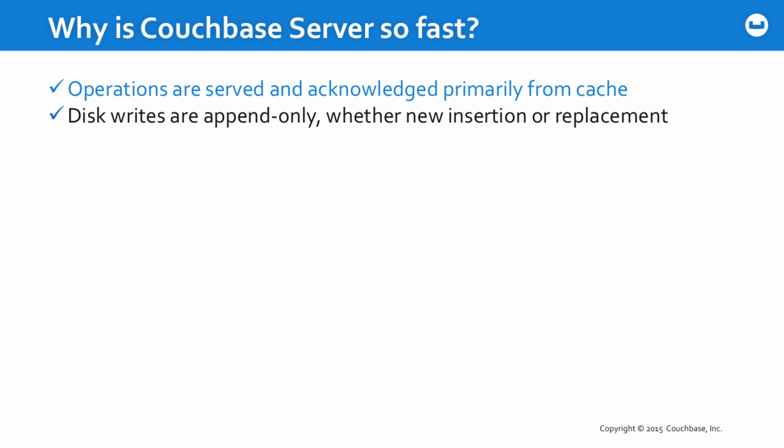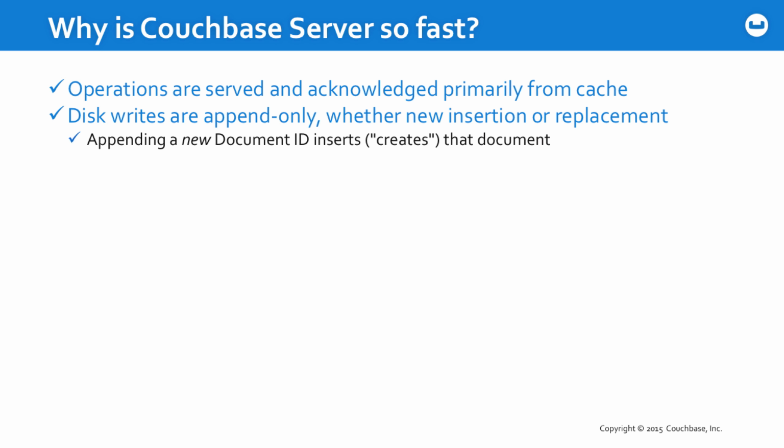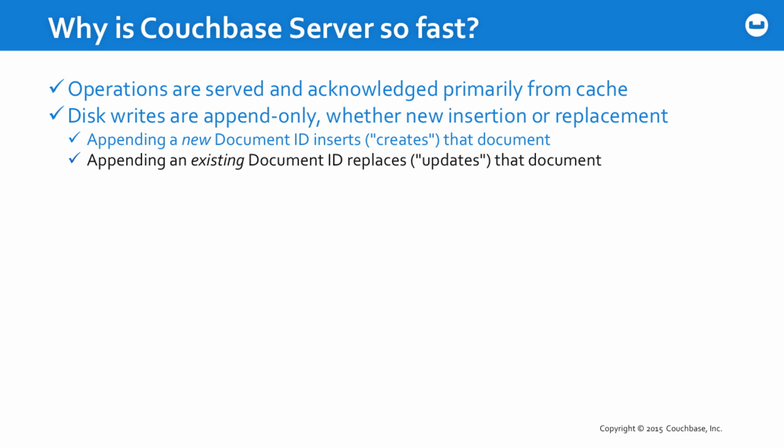Disk writes, which do happen after data enters cache, are append only, whether it's a new insertion or replacement of an existing document. So if you append a new document, a document with a new ID, that is an insert and it creates that document in Couchbase. On the other hand, if you happen to append a document whose document ID already exists, then what you're doing is replacing that document, which has the same behaviors you would expect from an update operation.